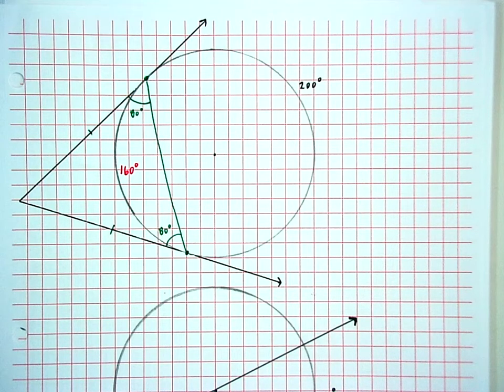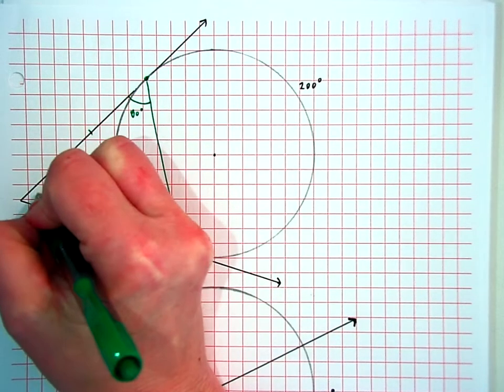Okay, so now if I focus on my triangle, if I have two angles that sum to 160, right, that missing angle, well, it has to be 20 degrees.